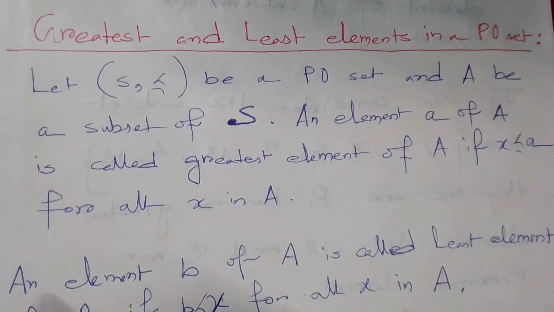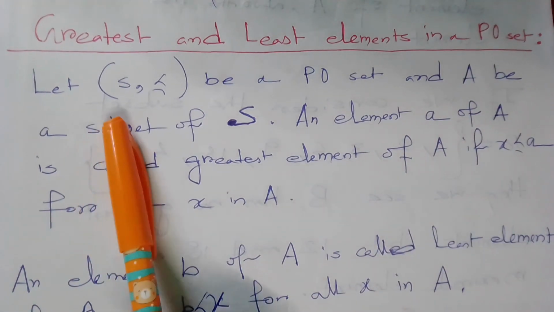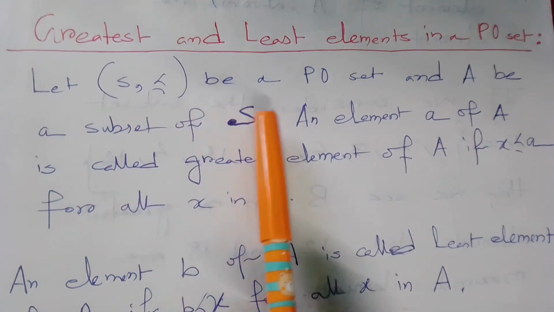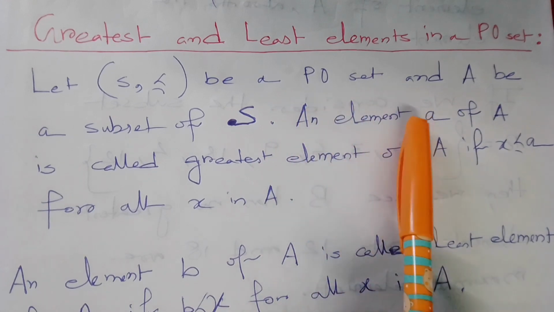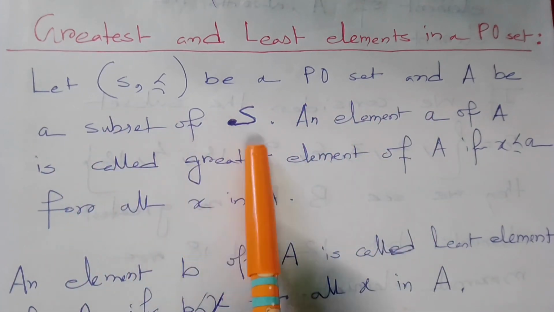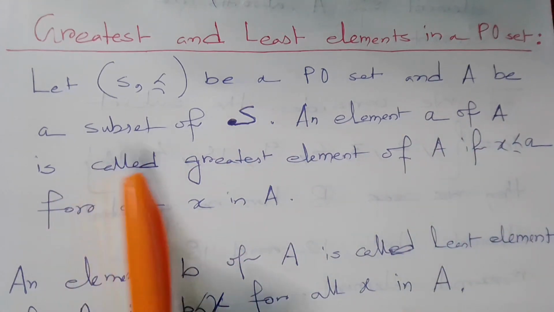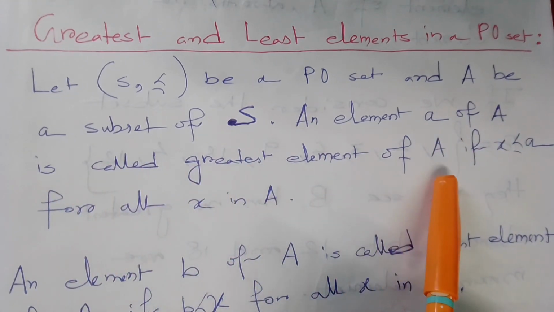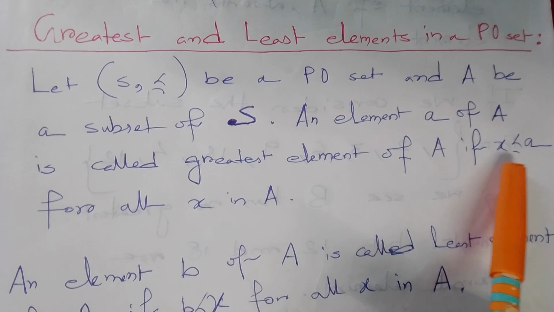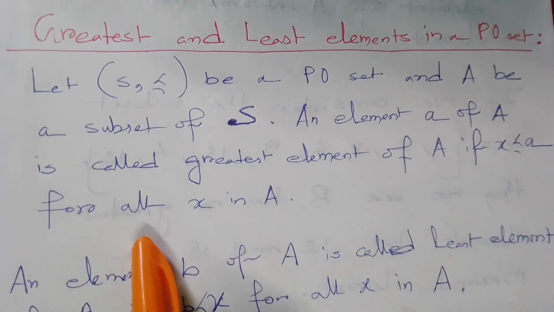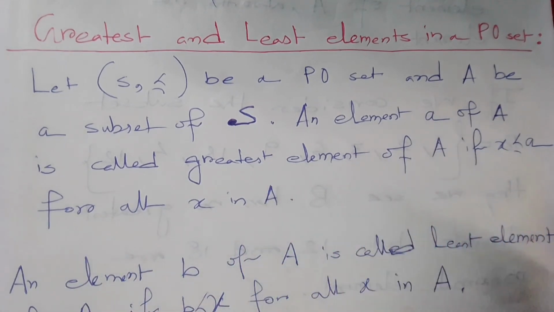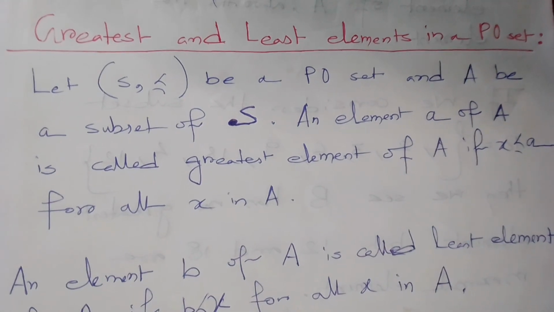Now I am starting with greatest and least elements in a POSET. Let (S, ≤) be a POSET and A be a subset of S. An element a of A is called the greatest element of A if x ≤ a for all x in A. Let me take you to the example.